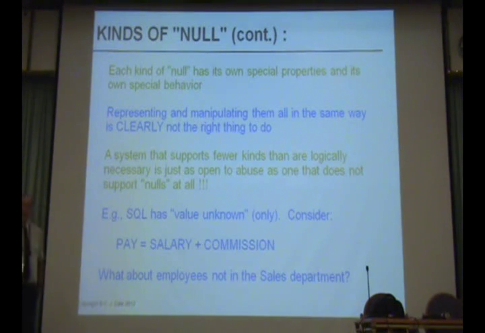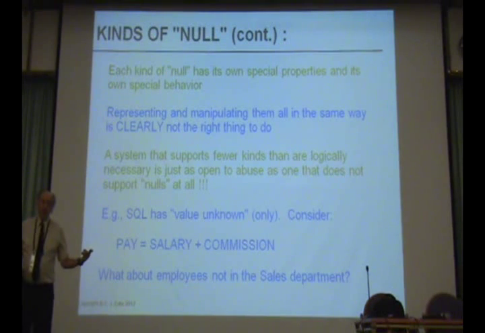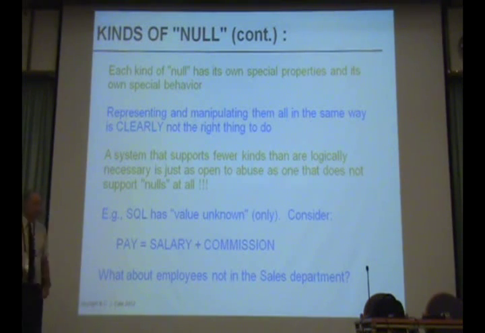Because there's only one kind of null, people use it for purposes for which it was not intended. A simple example is using it for the commission for employees who don't get a commission, employees who are not salespeople. So you see, if you compute the employee's total pay, the formula is salary plus commission, if the commission is null, SQL says quite rightly that the whole expression evaluates to null, so the pay is null. But of course, that's the wrong answer. For a person not in the sales department, the pay is simply the salary. So that's a trivial example of getting the wrong answer because you've used the wrong kind of null. And I'm sure you can see much worse situations when you're around in practice.